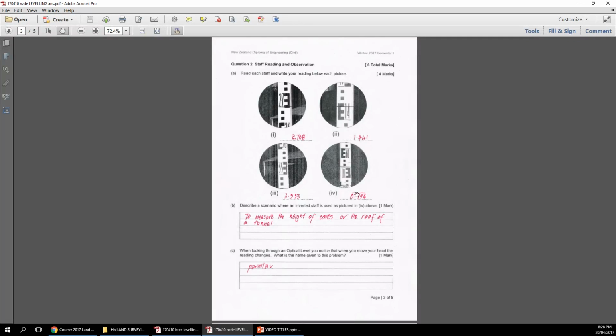The upside down staff is a negative. Now, this question describes a scenario where an inverted staff is used as pictured, so inverted, to measure the height of the eaves of a building, or the roof of a tunnel or something like that. I think a lot of people came up with better answers than mine, where something is essentially above the line of collimation for the setup there. But most people got that, and the parallax question was answered pretty well. Yeah, parallax, that's the name of that problem.